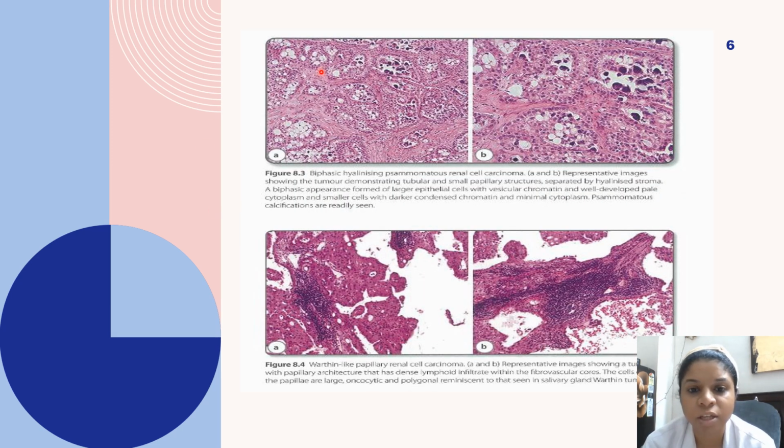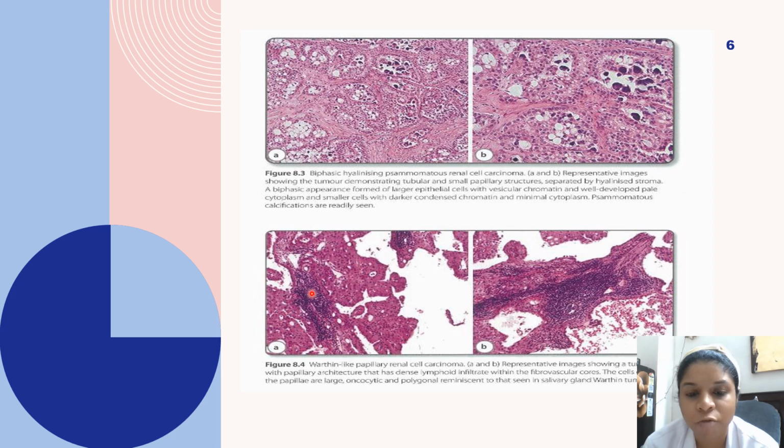Then we have biphasic hyalinizing psammomatous RCC. So in these pictures, you can see there is papillary architecture. They are suppressed by hyalinized stroma, very hyalinized stroma, that is hyalinizing. And then they are lined by large epithelial cells with vesicular chromatin. And then they have abundant psammomatous calcification. So this is hyalinizing psammomatous renal cell carcinoma.